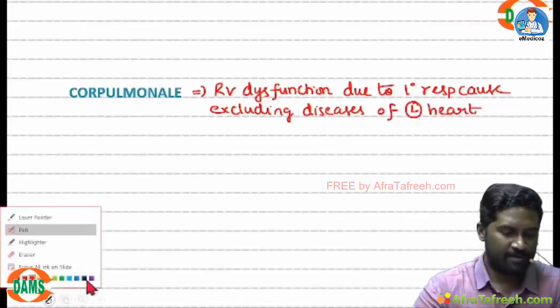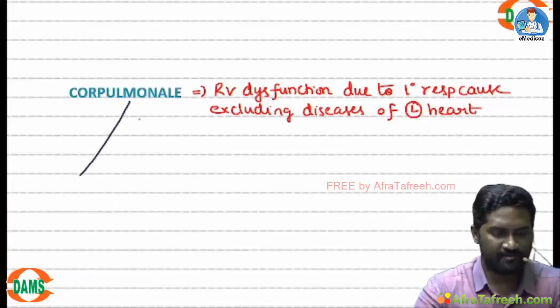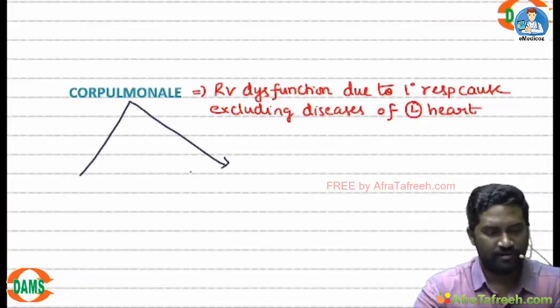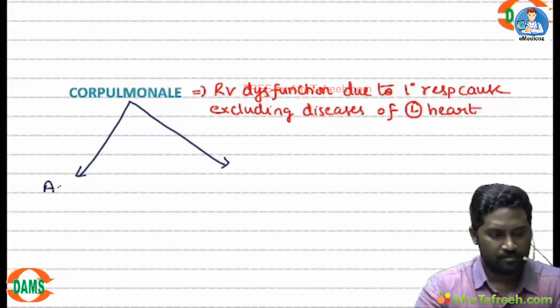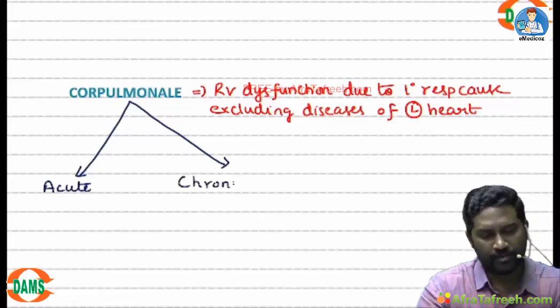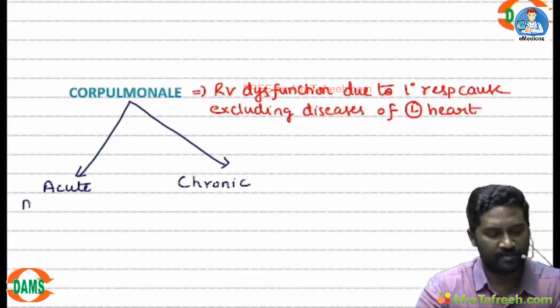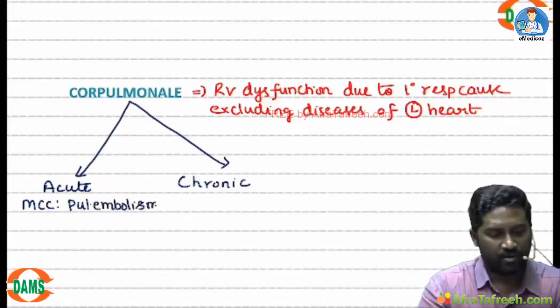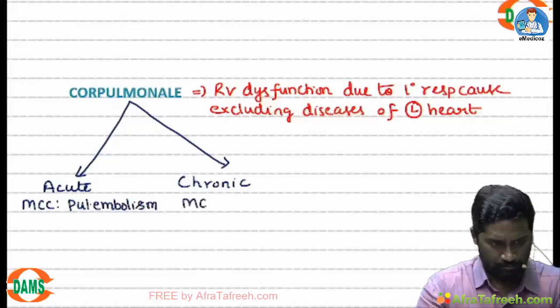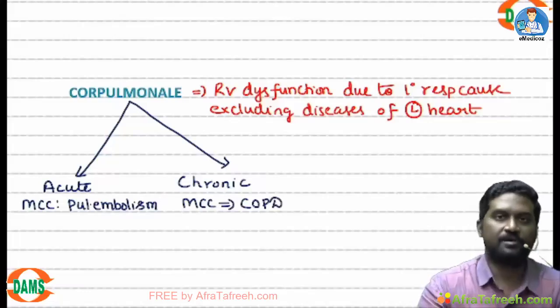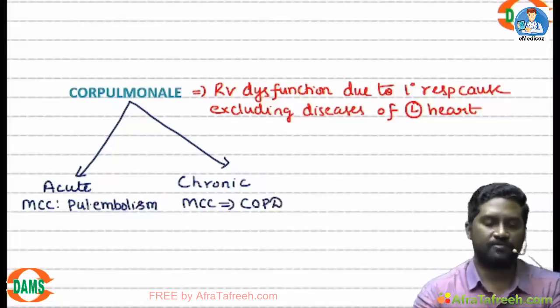This cor pulmonale can be classified into two types. We have acute cor pulmonale and chronic cor pulmonale. Acute cor pulmonale, just now I have discussed. Most common cause will be pulmonary embolism, whereas for chronic cor pulmonale, the most common cause will be COPD.